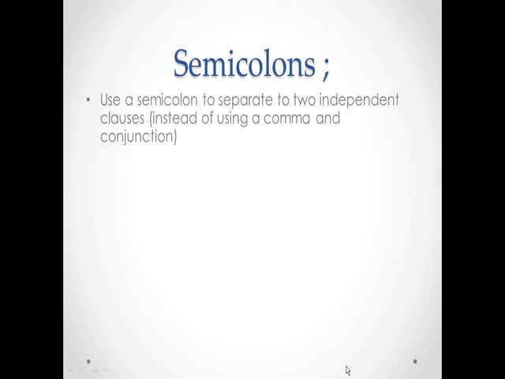Use a semicolon to separate two independent clauses instead of using a comma and a conjunction. So we talked about if we have two independent clauses, you can put a comma and a conjunction. That works. But you can also just put a semicolon. We use this oftentimes if we have two closely related independent clauses that really would read well together if they were connected with this semicolon.